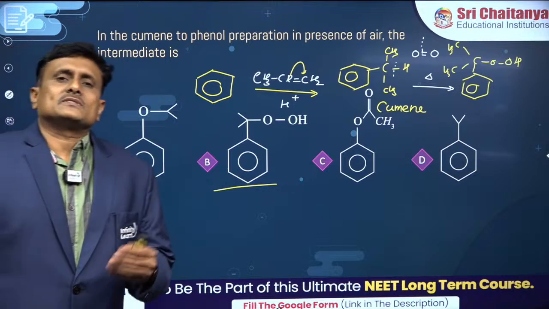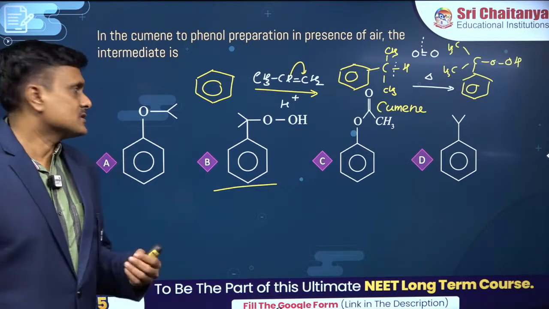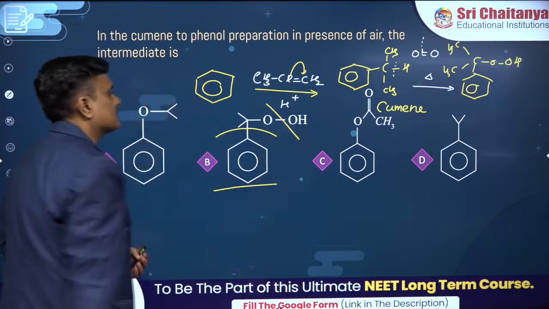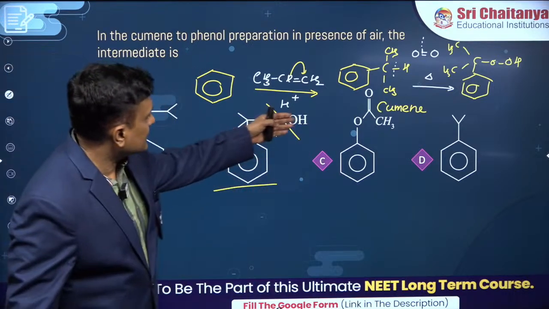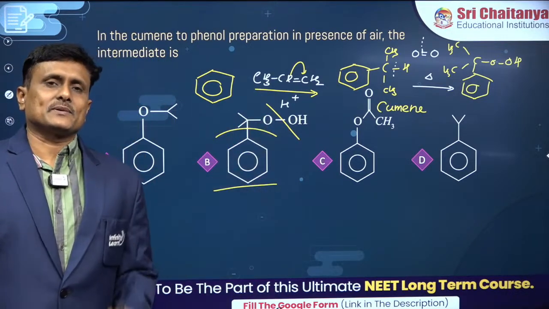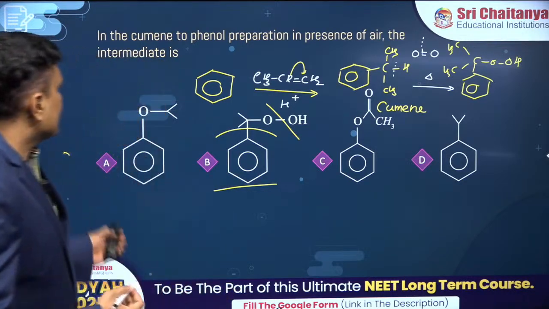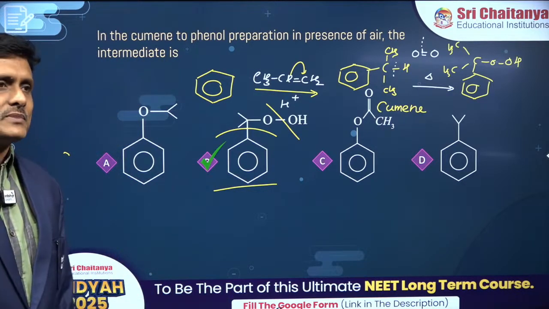Now this will undergo subsequent rearrangement to give you ultimately the desired product, that is nothing but phenol. Benzene will attach with OH and acetone gets separated. So this is the cumene hydroperoxide method, and the answer is option B.